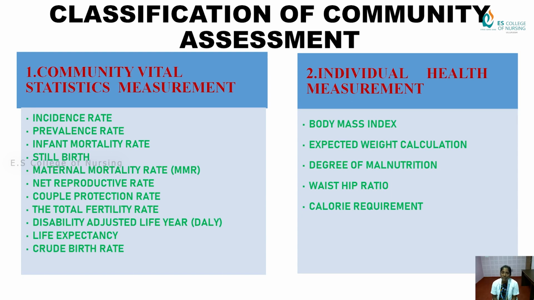And coming to the community vital statistics measurement, everybody knows what vital statistics is. It's nothing but the measurement of birth, death, marriage and divorce in the community. A few components need to be assessed in the community. These components are incidence rate and prevalence rate, infant mortality rate, stillbirth, maternal mortality rate, net reproductive rate, couple protection rate, total fertility rate, disability adjusted life year, life expectancy, crude birth rate, and a few more components also.